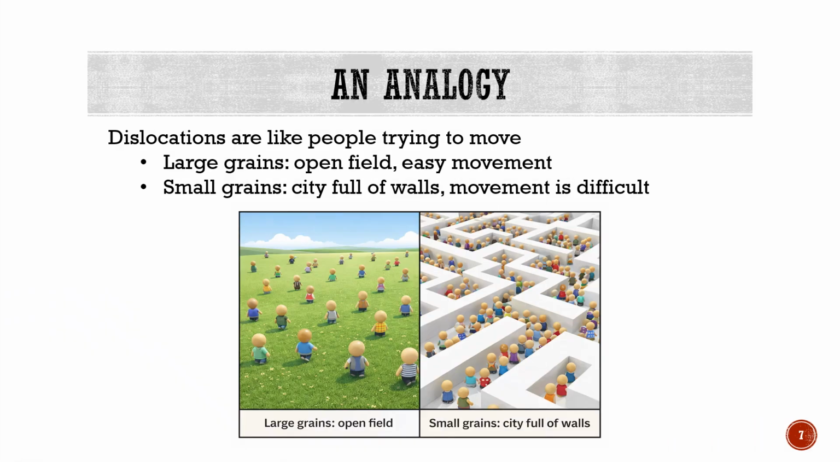This analogy helps visualize the concept. Dislocations are like people trying to move. In large grains, movement is similar to walking across an open field, free and uninterrupted. In small grains, movement resembles navigating a city full of walls and narrow streets, where progress is constantly blocked. The more obstacles present, the harder it becomes to move, which directly explains why fine-grained materials are stronger.